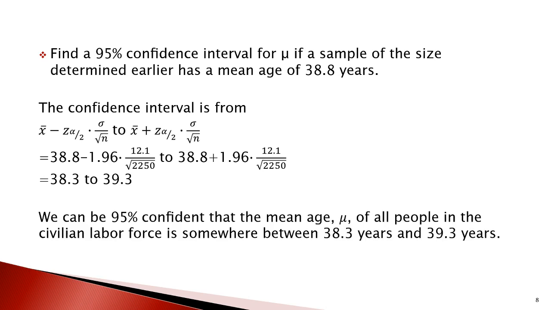Okay, how can we interpret these results? We can say that the mean age of all people in the civilian labor force is within 38.3 years and 39.3 years. Also, we can be 95% confident about this argument. I'll repeat it again. We can say that the mean age of all people in the civilian labor force is within 38.3 years to 39.3 years. Also, we can be 95% confident about this argument.